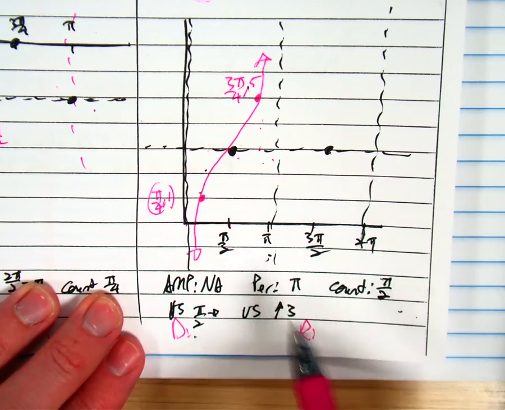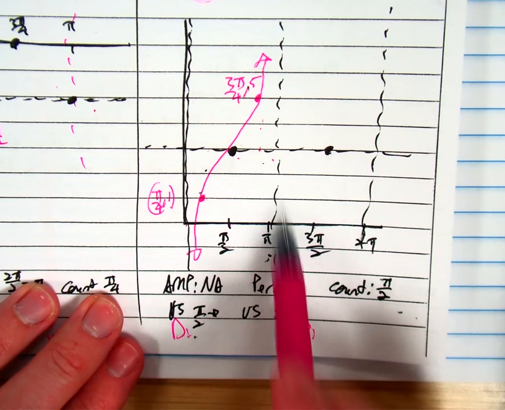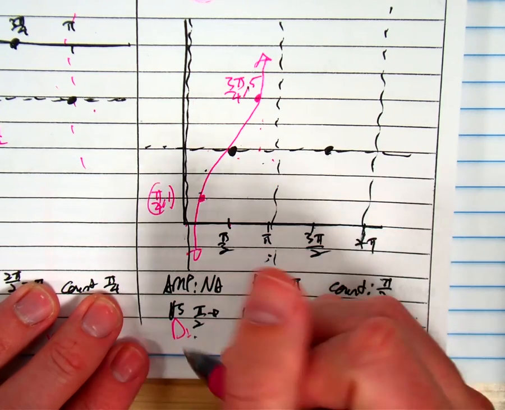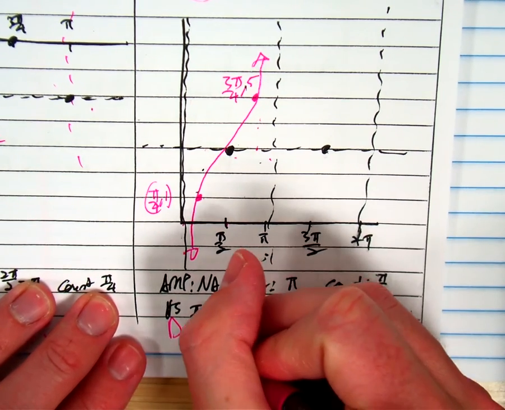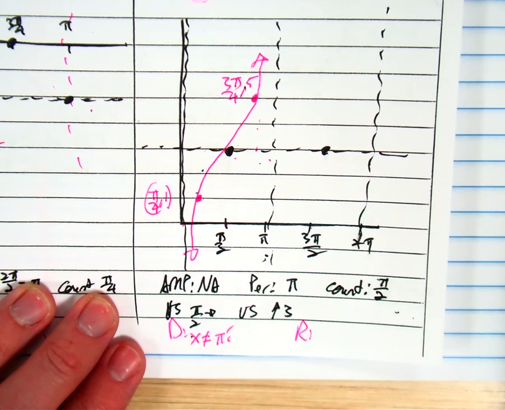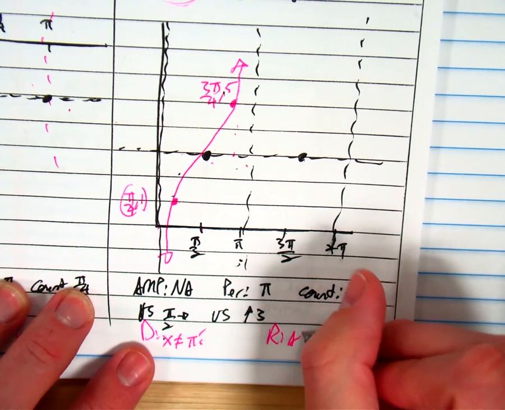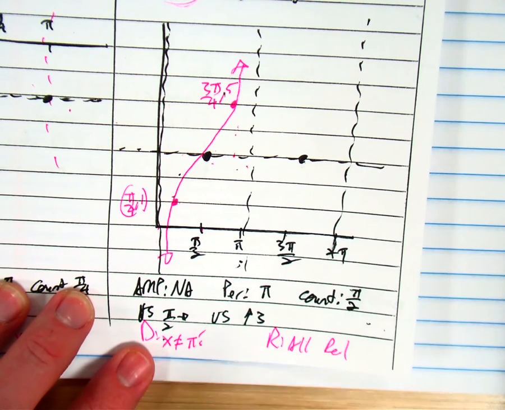Domain and range. Domain, asymptotes are 0, 1 pi, 2 pi, 3 pi. It's going to be all the whole pies, all the integer pies. X not equal to multiples of pi. The full pies. Range for these are all real numbers. It goes up and down forever.